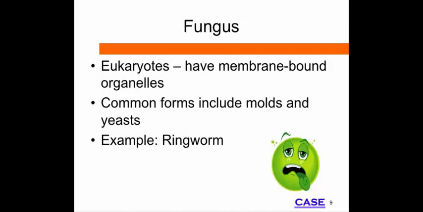Fungi are multicellular eukaryotic organisms with membrane-bound organelles. There are many types of fungi, including molds, yeasts, and mushrooms. Diseases caused by fungi range from skin infections such as ringworm and athlete's foot to fungal poisons such as aflatoxin, which can be found in moldy grains. Most fungal infections can be treated with pharmaceuticals.